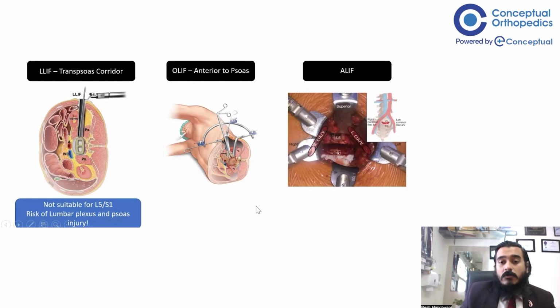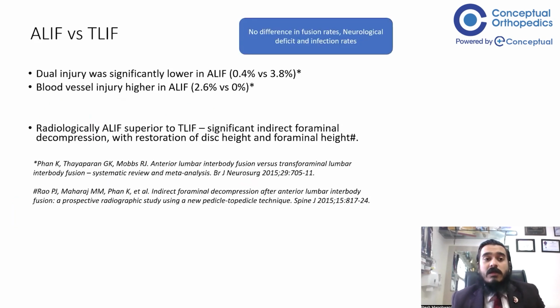O-lift, you go anterior to the psoas. A-lift, when you're going bang on anteriorly. In A-lift, there are risks involved in regards to injury to the IVC, and in OLIF the injury to the ureter, which are very dreadful complications. That is the reason why most commonly TLIF and MIS TLIF is done rather than the ALIF or the OLIF.